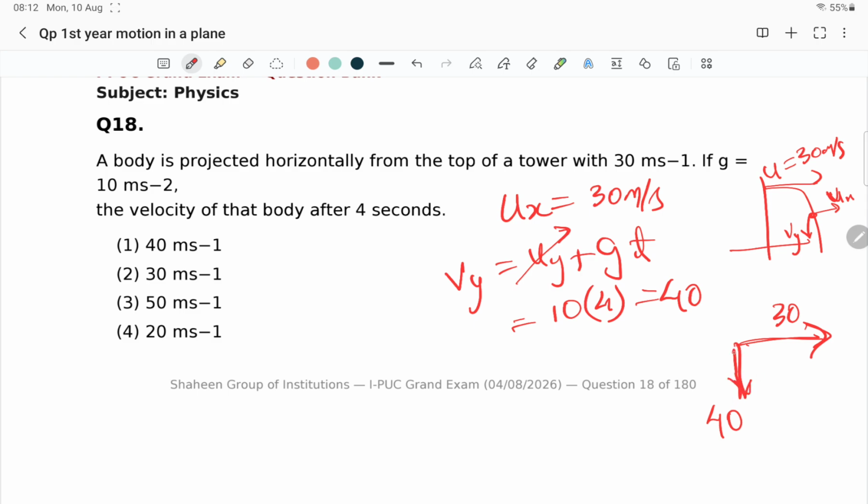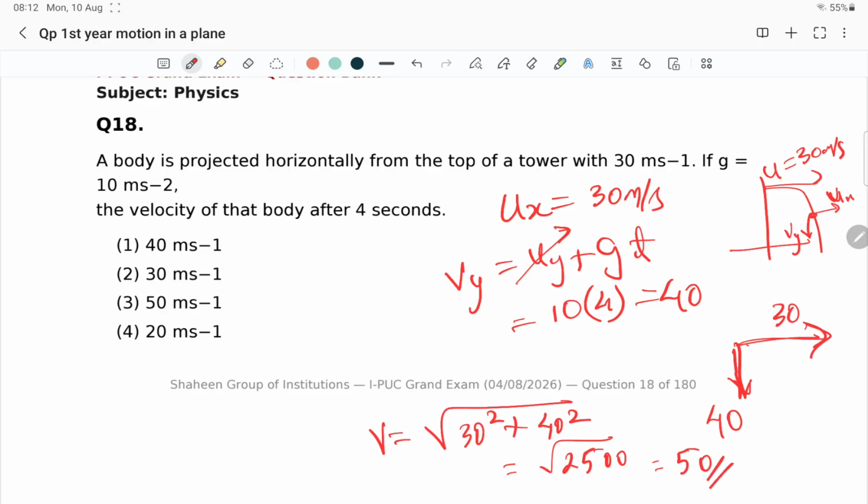So 30 will be like this, 40 will be downwards, so you need to find resultant velocity, that is vx square plus vy square. So vx is 30 square plus 40 square you will find, and you will write the answer, that is coming to 2500, that is 50. Answer comes to 50. So I hope this is clear.